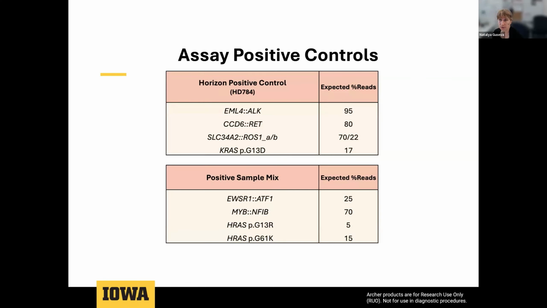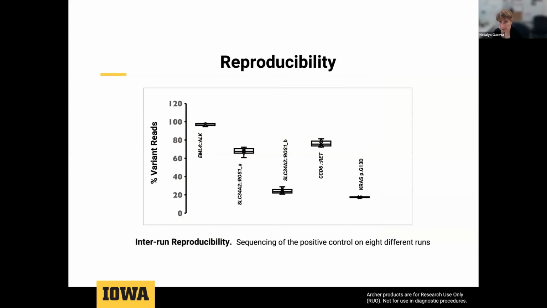This is a positive control we now use with all our FusionPlex runs. It has 3 different expected fusions. This is a commercial control from Horizon. We also had a control with our positive samples mix. We did reproducibility studies using this control and also FFPE samples. This is a presentation of 8 runs. We didn't have a big diversity in detection of these fusions.